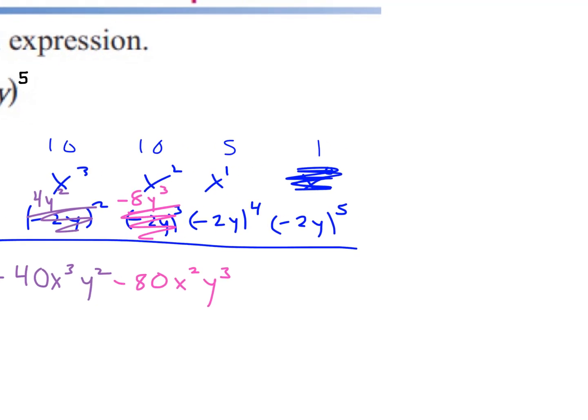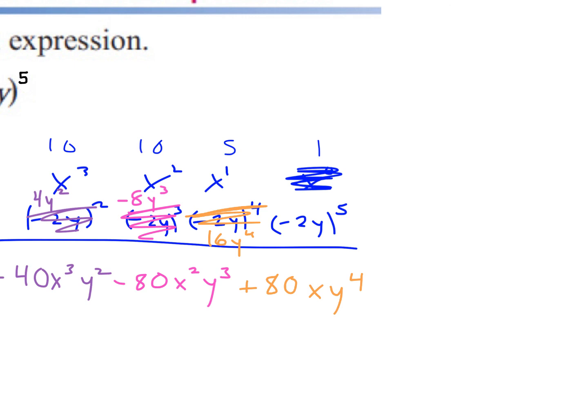Next, let's simplify negative 2y to the 4th power. Awesome, 16y to the 4th power. And what's 5 times 16? 80. 80x times y to the 4th power.